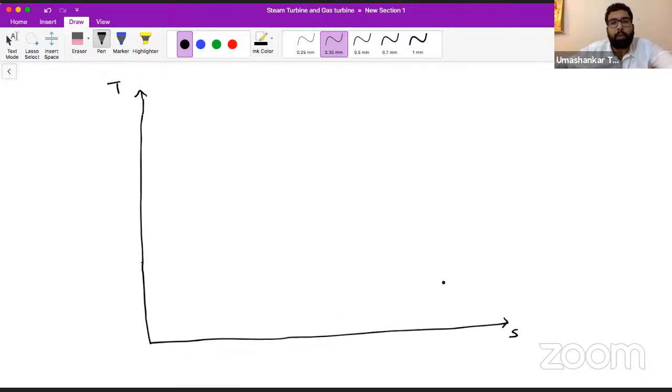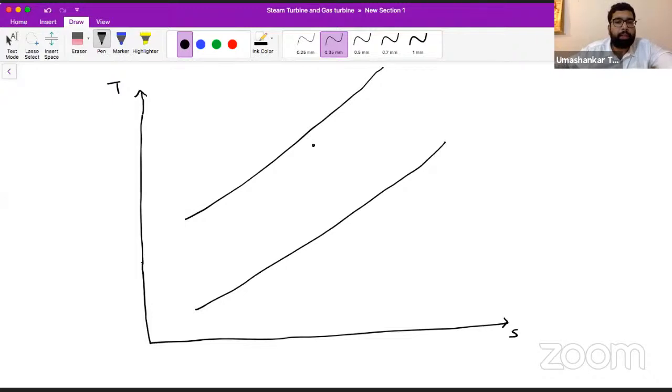So in a TS diagram, what happens? Let's say I have these two pressure lines. This is the lower pressure, and this is, let's say, the higher pressure.